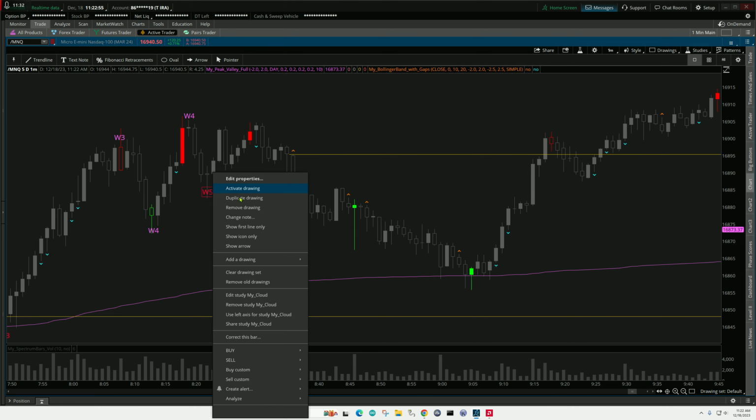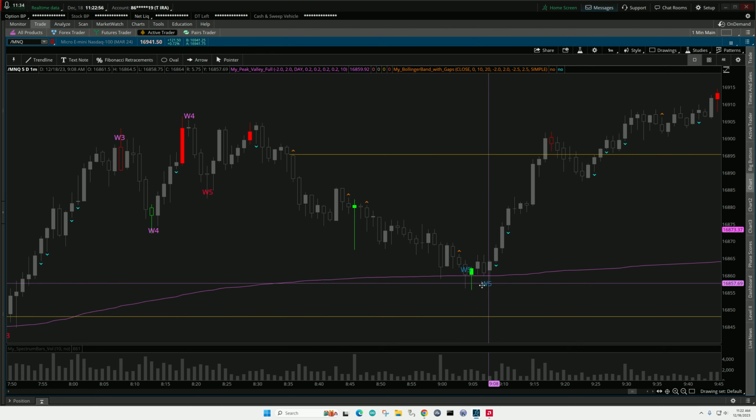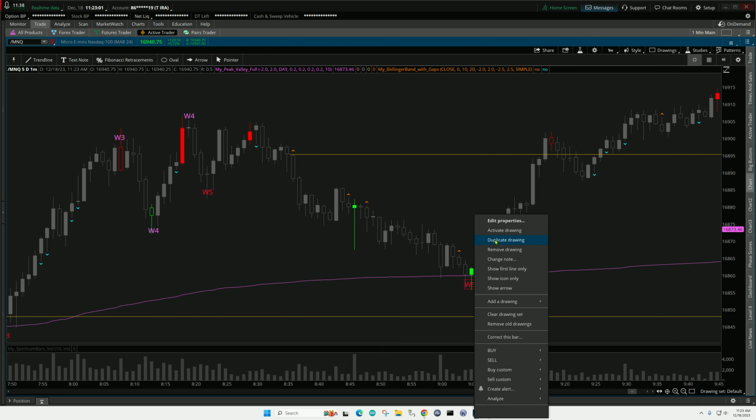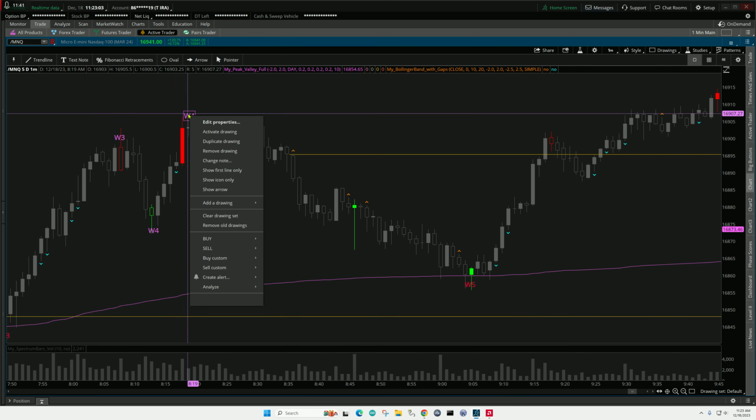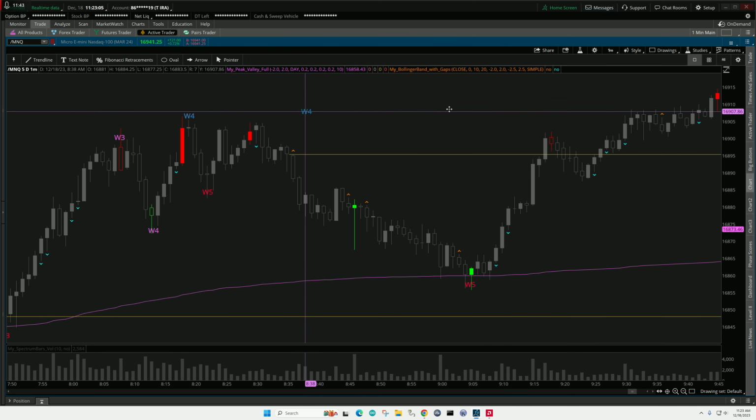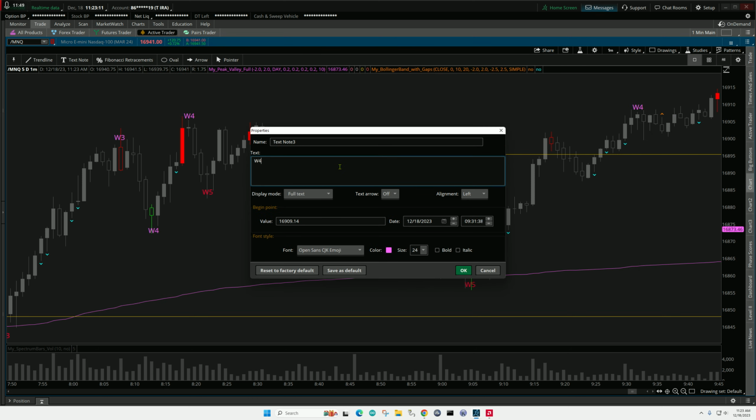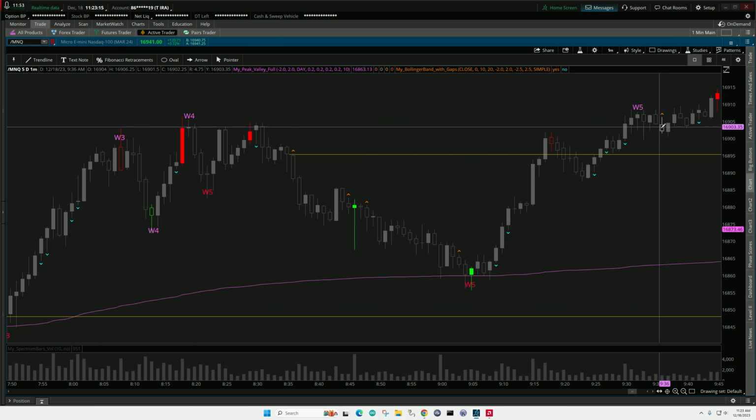So I'm going to duplicate this. Wave 5 actually ultimately then starts down here and concludes right here on this particular candle. Make this a wave 5. How do we know that that's the end of wave 5? Because you get this candle body right here underneath this candle body, so that concludes wave 5.